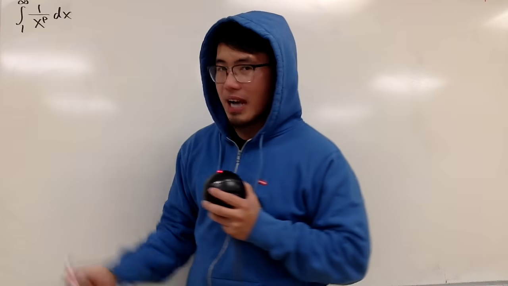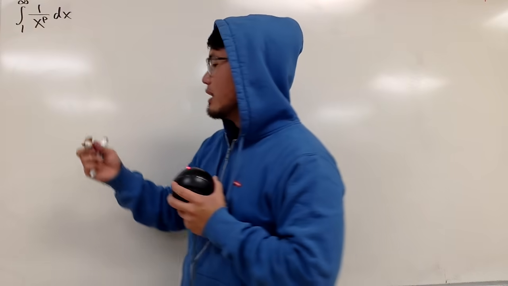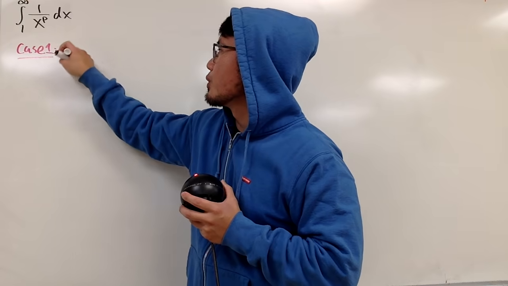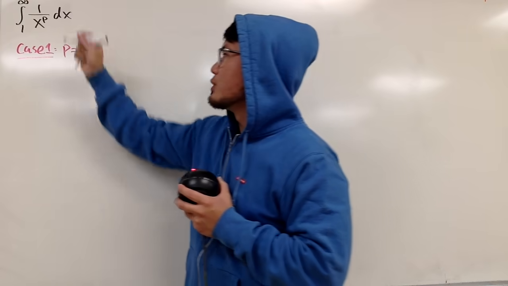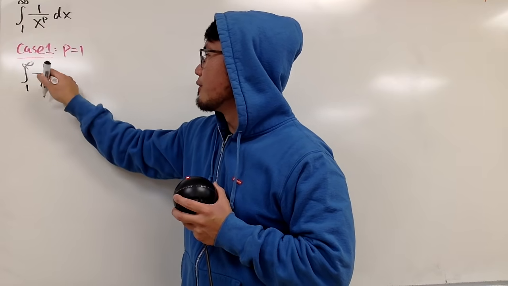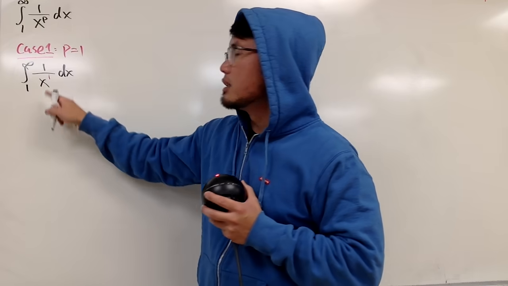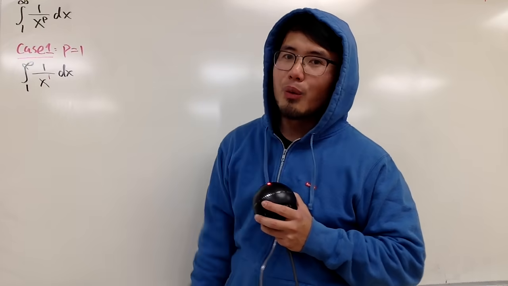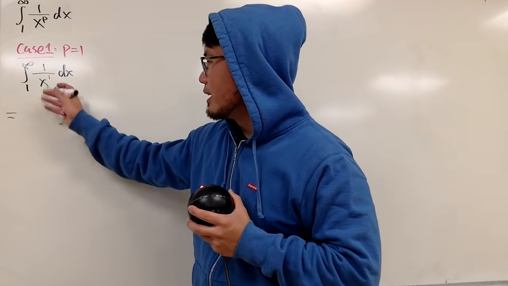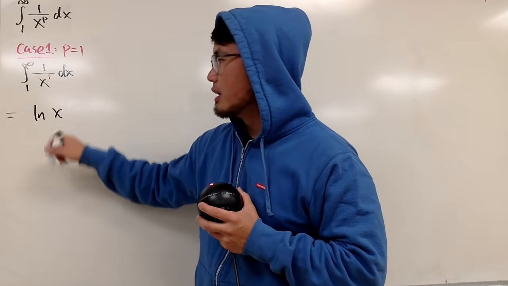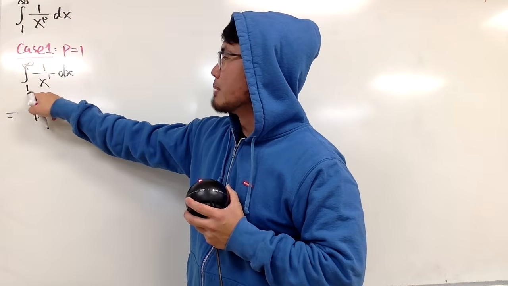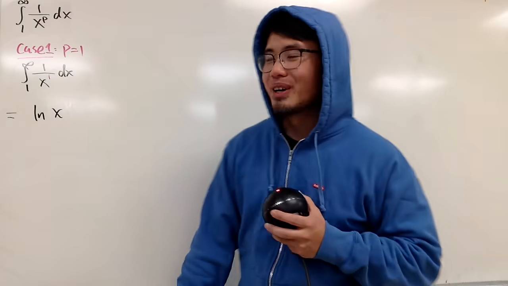First, to integrate this guy, we actually have to break it down into cases. Case 1 is when p is equal to 1. Why? Because you are looking at the integral from 1 to infinity of 1 over x to the first power dx. And to integrate 1 over x to the first power, we have to use natural log. So we first do the antiderivative, which is natural log of x. You don't need to put the absolute value because this is positive, so is that.